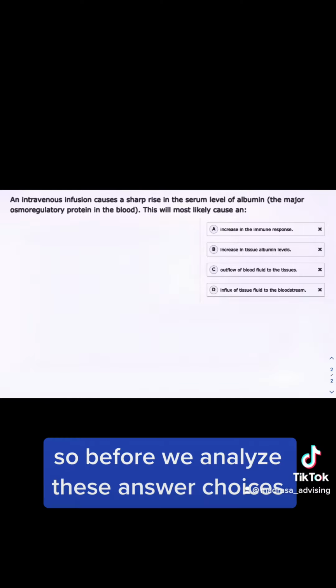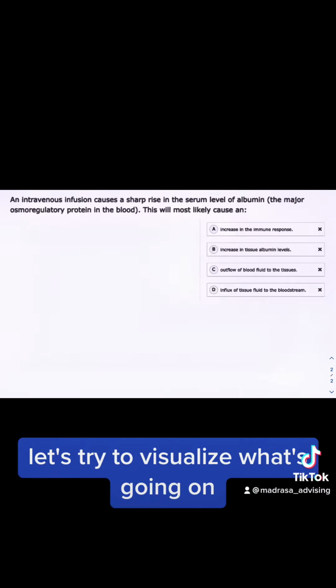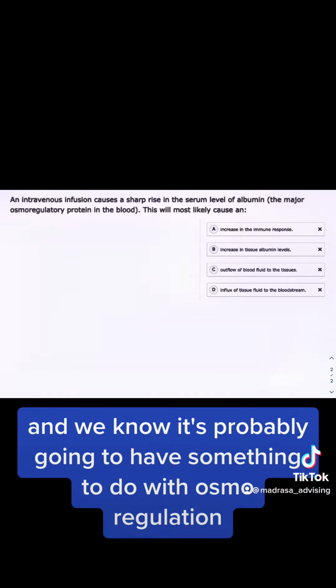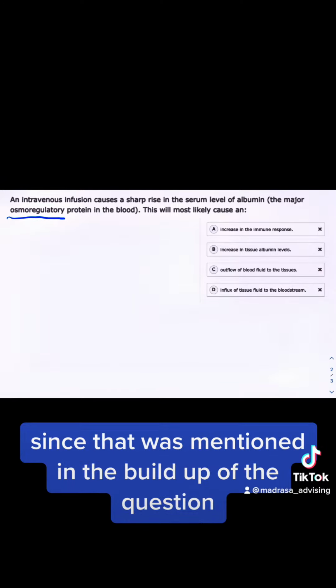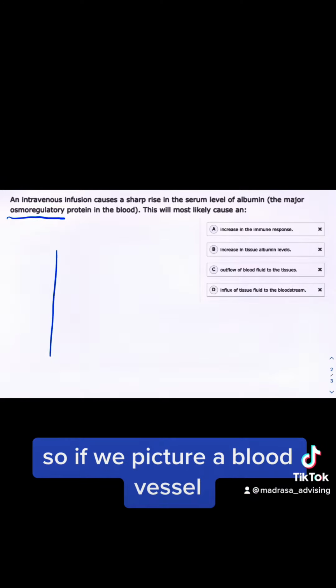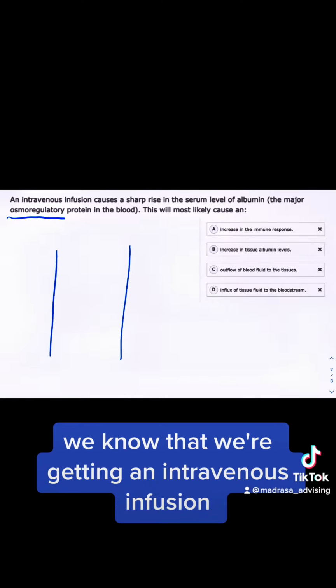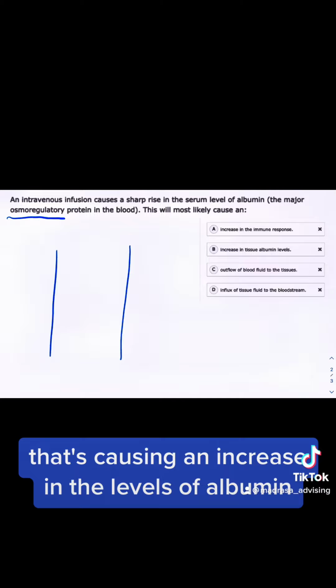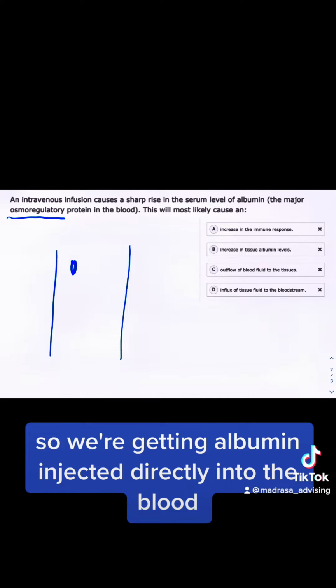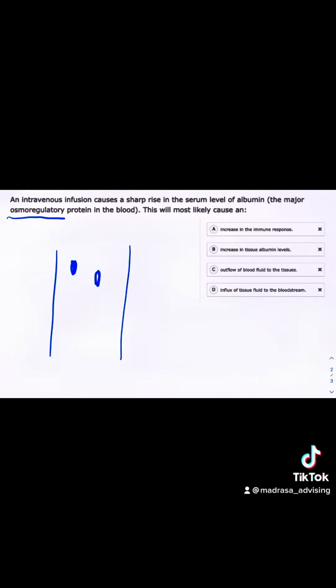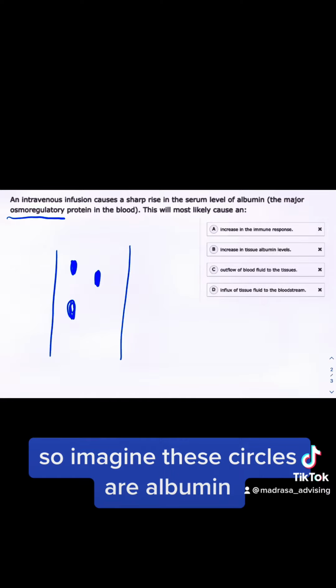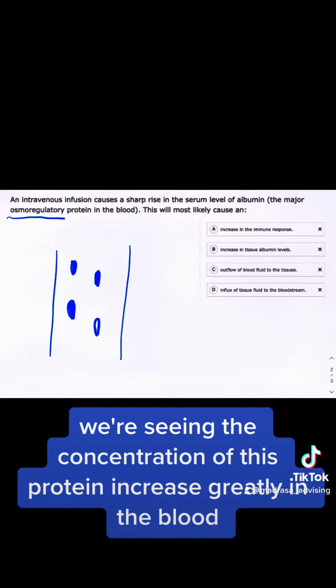Before we analyze these answer choices, let's try to visualize what's going on. We know it's probably going to have something to do with osmoregulation since that was mentioned in the buildup of the question. If we picture a blood vessel, we're getting an intravenous infusion that's causing an increase in the levels of albumin. So we're getting albumin injected directly into the blood. Imagine these circles are albumin. We're seeing the concentration of this protein increase greatly in the blood.